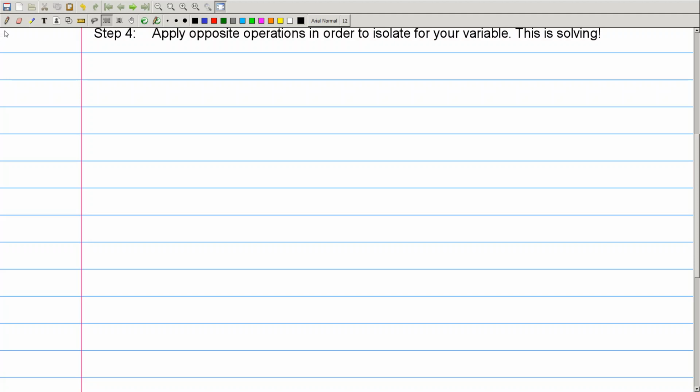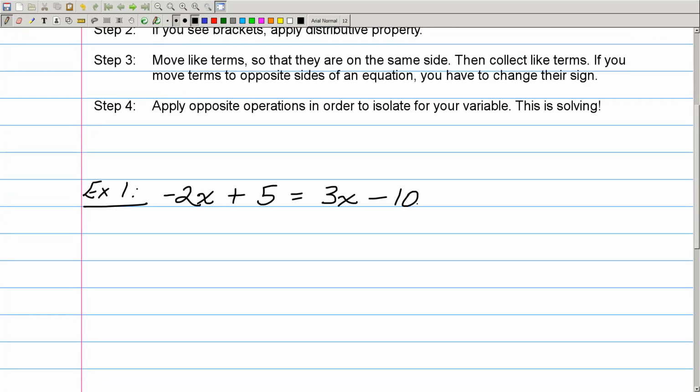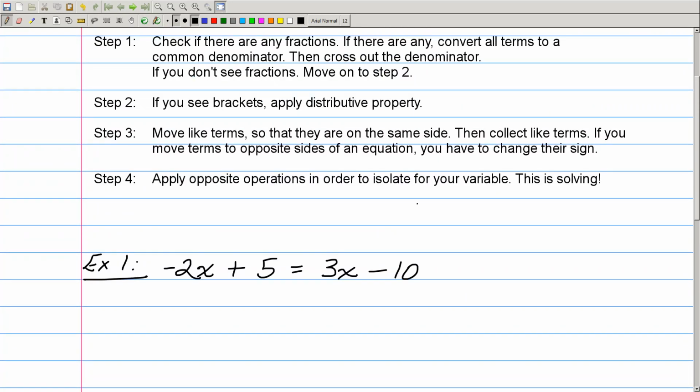And these are just random examples. Here we go. So let's see. Example 1. Let's say minus 2x plus 5 equals 3x minus 10. All right, so minus 2x plus 5 equals 3x minus 10, and I have to solve that equation.